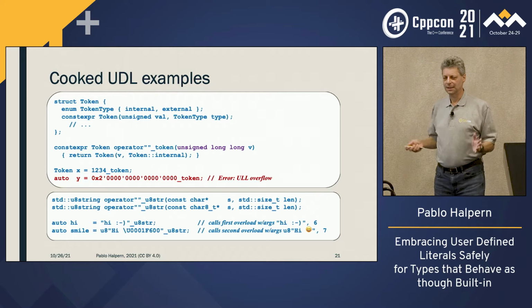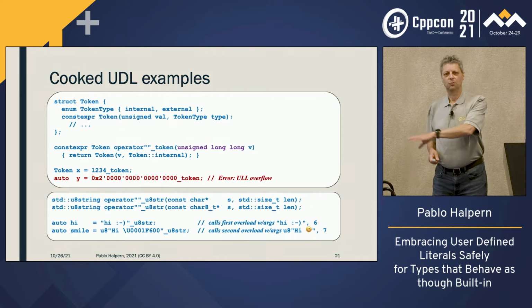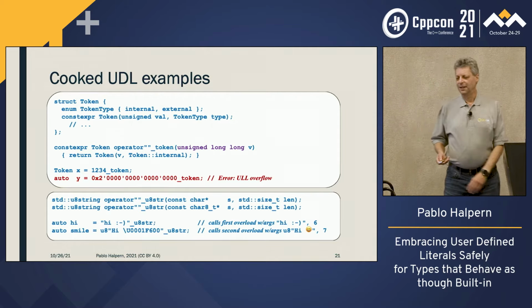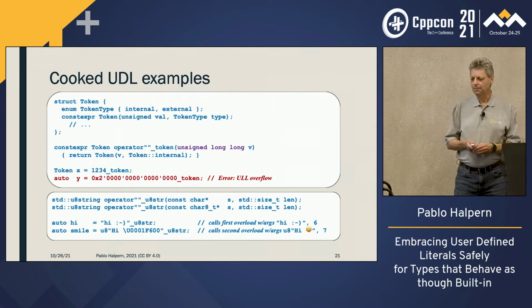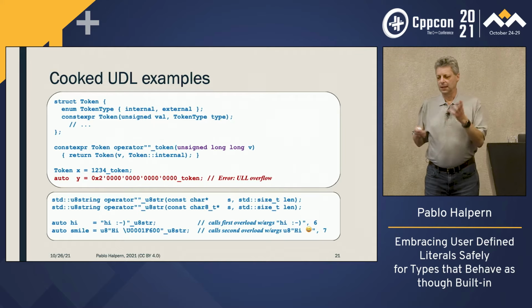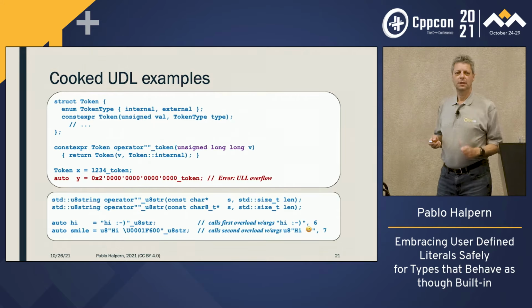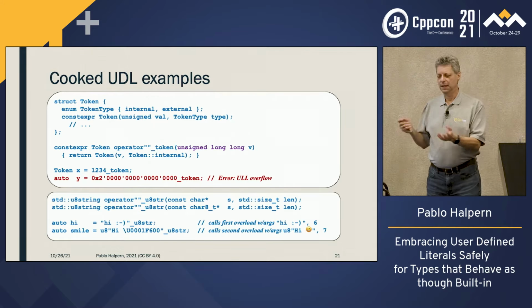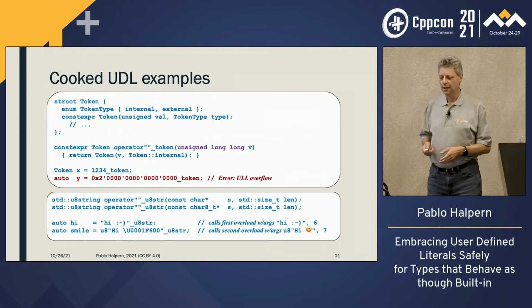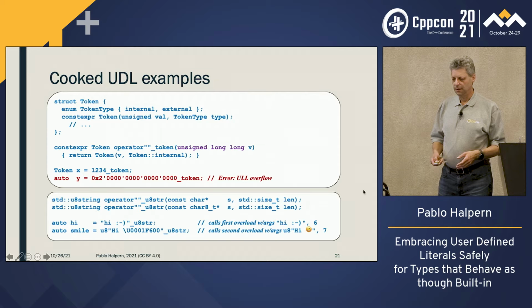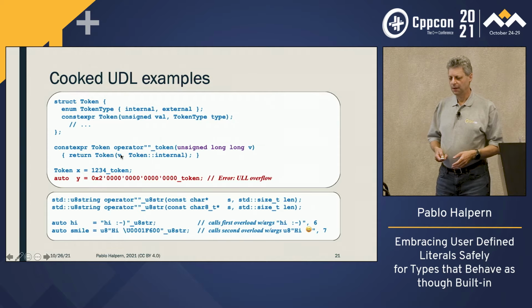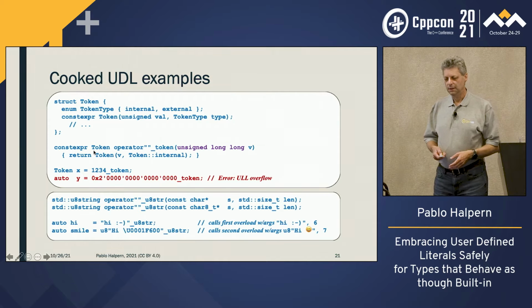So here's an example. And I should have gotten to this way earlier in the talk, now I realize. Okay, we have a token type. It has a value, an unsigned, and it could be either an internal or an external token. And we define a user-defined literal for it, which is a cooked literal. So here we have our prototype. It returns a token, and it takes an unsigned long.